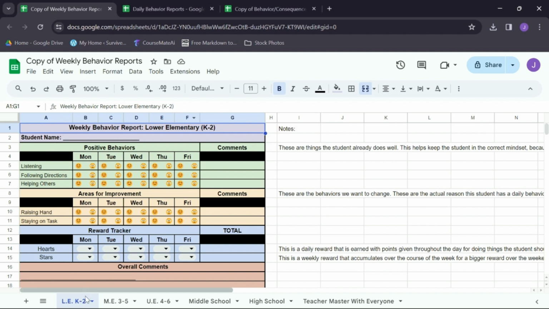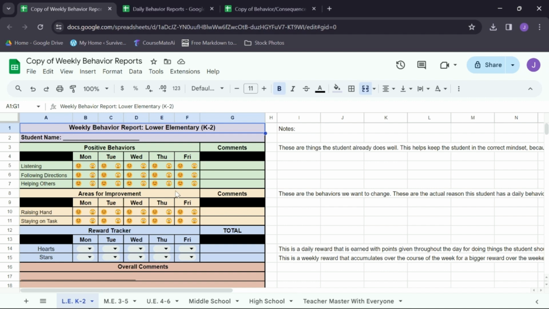These are broken up here. You see the tabs: lower elementary K through 2, middle elementary 3 to 5, and upper elementary 4 to 6. Then we come over to middle school, high school, and then your teacher master copy with all the students on there.